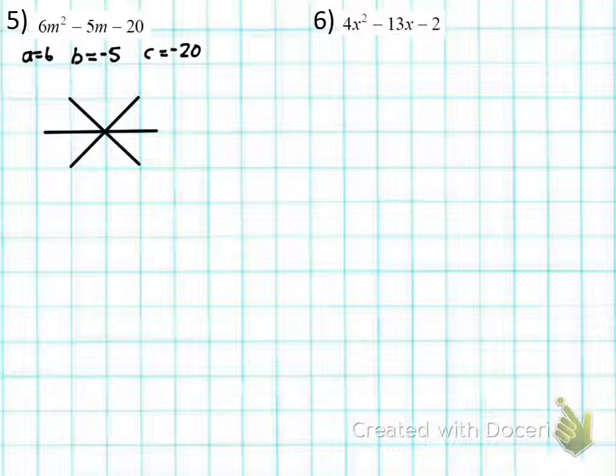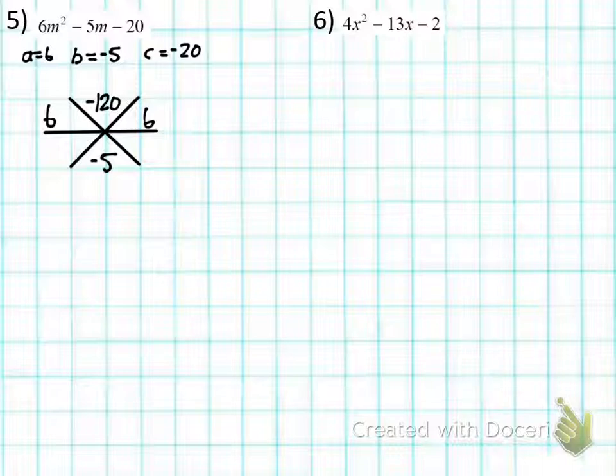And we're going to input our numbers. We got 6. And we got 5. 6 times negative 20 is negative 120. And then negative 5. Okay, so what's going to multiply to be negative 120?